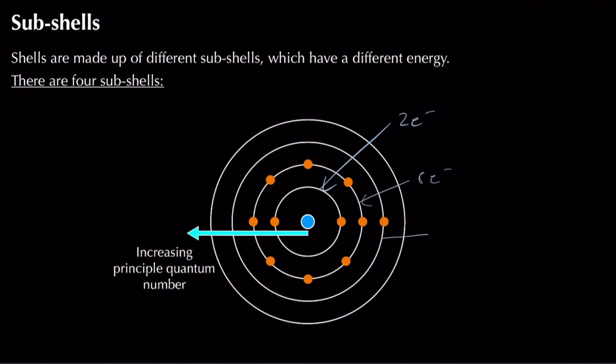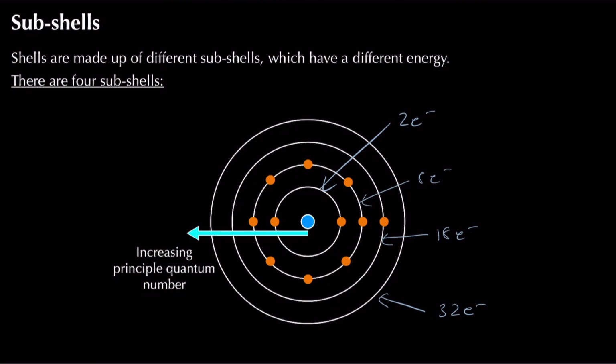If I look at the third shell, we can actually hold 18 electrons in there. And then if I were to look at the fourth shell, I can hold 32 electrons in there. Now the thing is, within these shells, we have different subshells that make up the actual full shell itself. And these actually have different energies themselves.